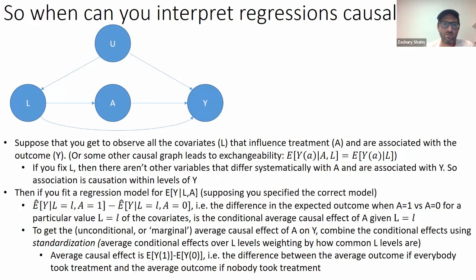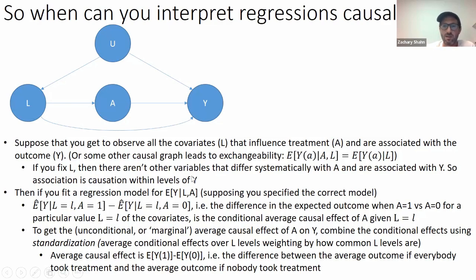However, if you measure the right covariates, it may be the case that within the levels of those covariates, once you fix them, if you compare people who have any given value of L, just compare the A equal 1 people who have that value to the A equal 0 people, compare their outcomes, then association is causation. You actually get the conditional effect of A on Y in that subpopulation.